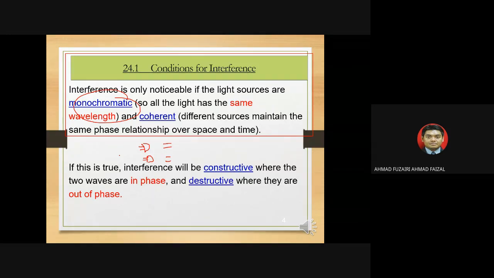And number 2, the light must be coherent. What is coherent? Different sources maintain the same phase relationship. Okay, maintain the same phase relationship. So in the interference, you will have constructive and destructive. Okay, you dah belajar dah benda ni. What is constructive, what is destructive, kan?